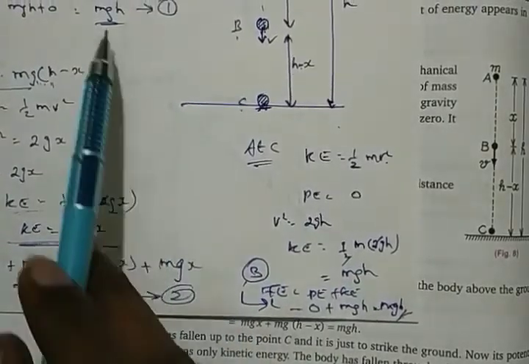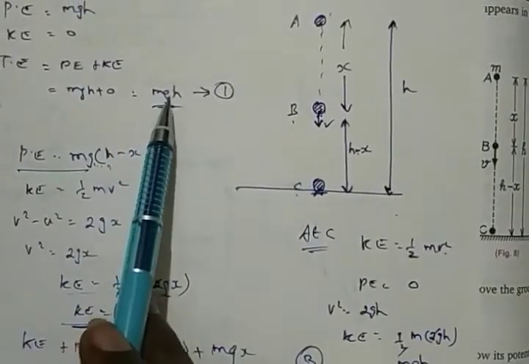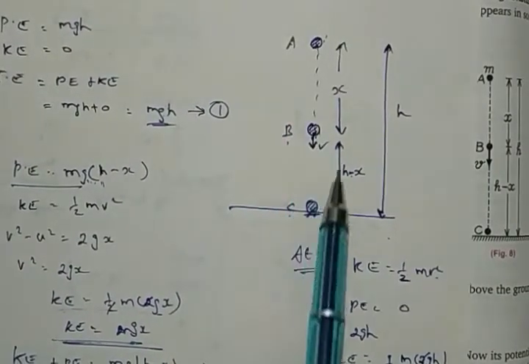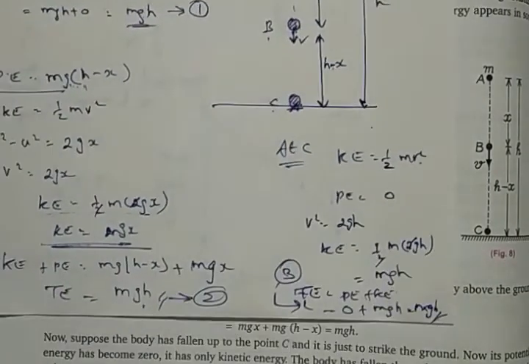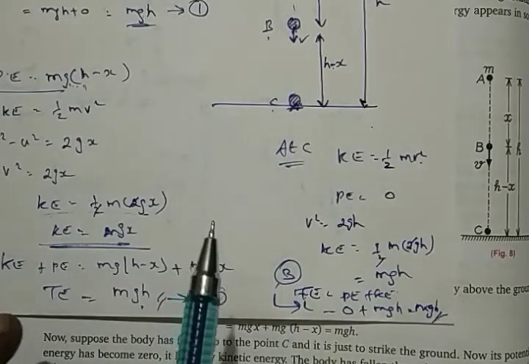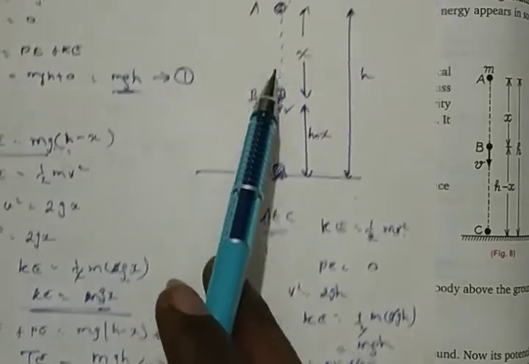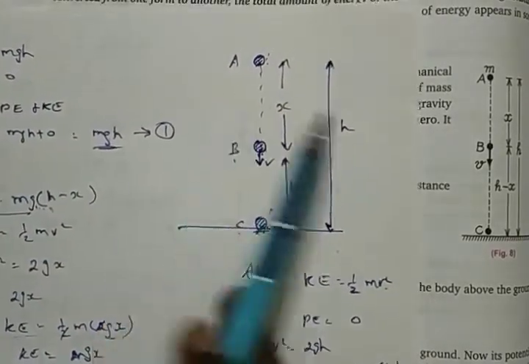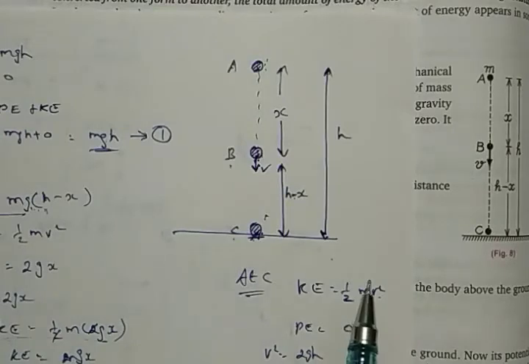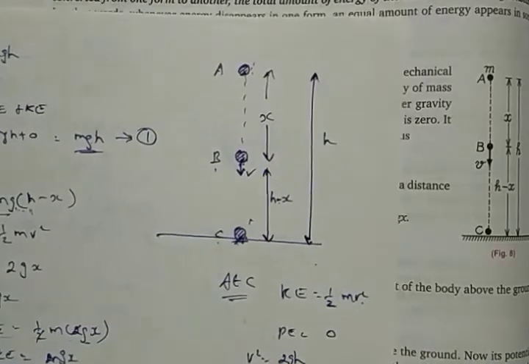So at all the three places, the first position, the top, also mgh, here also mgh total energy, here also total energy is mgh. So finally what is concluded? When you combine all the energies, the energy will always be equal. So you cannot change the energy. Wherever it is, the energy will be constant. So when you add together, it will be the same.